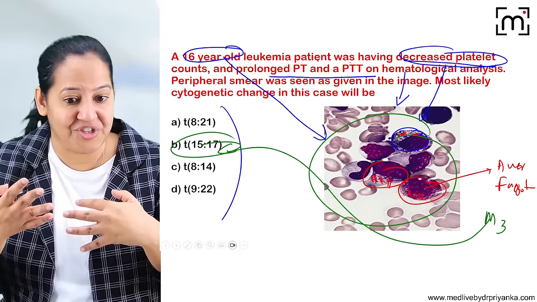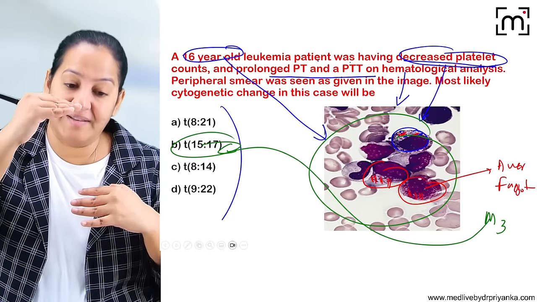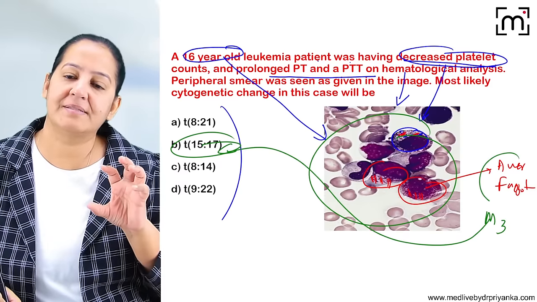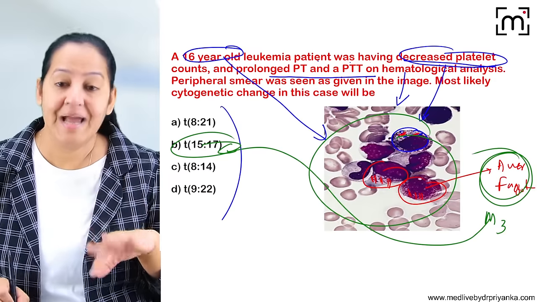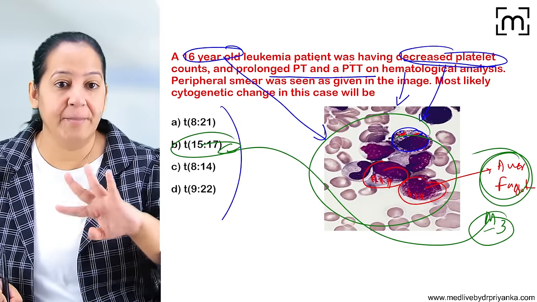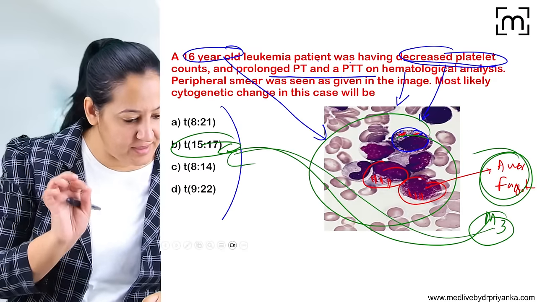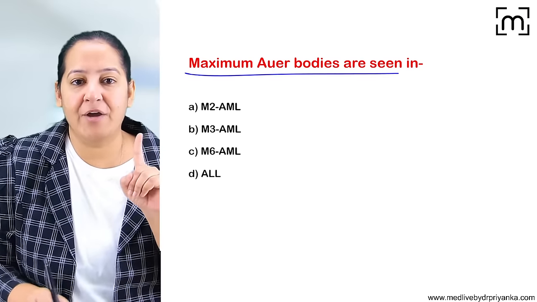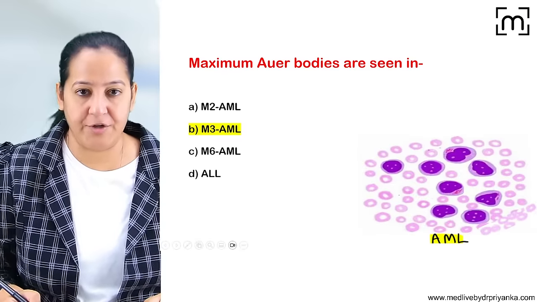So it's an indirect question. First, based on the clinical history and the image, come to the diagnosis: it is a leukemia with maximum Fagot cells. Maximum Fagot cells occur in M3 and the translocation in M3 is t(15;17). That's why the answer is t(15;17). How many of you got it? Got it. The next question: maximum iron rods are seen in, of course, M3. I told you many times.